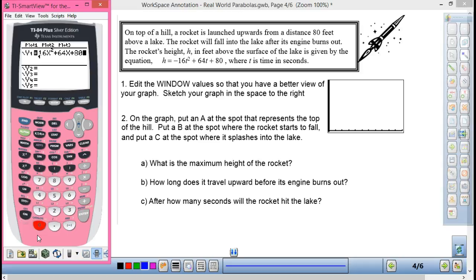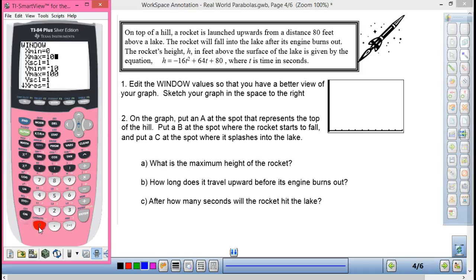Okay, so now we want to edit the window. So we got to go back to the window. How many dash marks do you see? Okay, so what should we change our x max to? Or if we want it nice and even, it might be 10! Think of it as, what would you want to count by? Do you want to count by 12s or 10s? I want to see you count by 12.